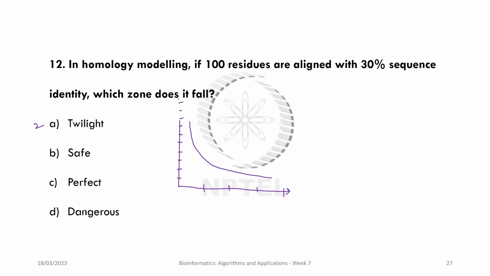So it's just a rough diagram. So let's say 30 falls somewhere here and 100 falls somewhere here. What was it? 50 and 100. You can explore the chart, but it's not the safe region. It actually falls somewhere in the twilight zone. Definitely not safe. You will need at least some 60% to fall in the safe region. My axis is a little distorted, so it should probably be here. But it falls in the twilight zone. Not perfect, not dangerous, not safe.